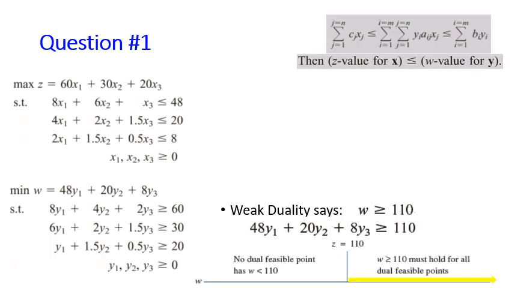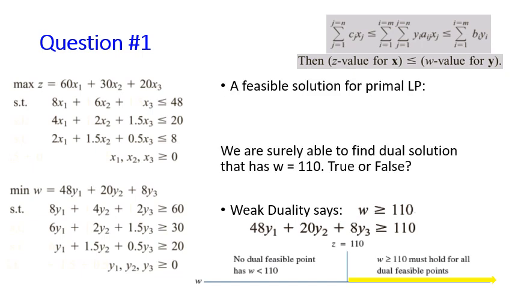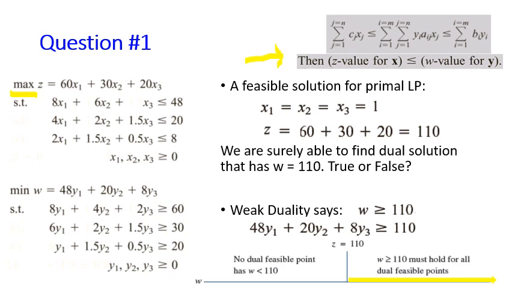Okay, so let me check your understanding with two questions. You have seen this slide before. Now, if we have a feasible solution for the primal LP, our primal LP is this, and the feasible solution is x1, x2, x3 equals 1, and then we compute the z for this feasible solution, which is 110. Then, based on this weak duality lemma, we are surely able to find a dual solution that has W exactly equal to 110. Is this statement true or false?